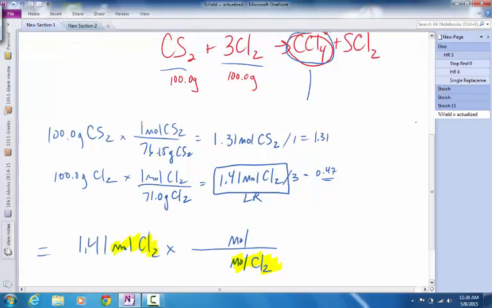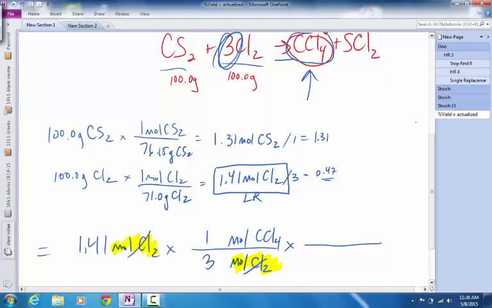And what are we going to? We're going to carbon tetrachloride, CCl4, on top. The number in front of carbon tetrachloride is a 1. The number in front of chlorine over here is a 3. So our stoich is 1 over 3, or 1/3. That's it, guys. Stoich is so simple, 1 over 3. And then that puts us in moles of carbon tetrachloride.